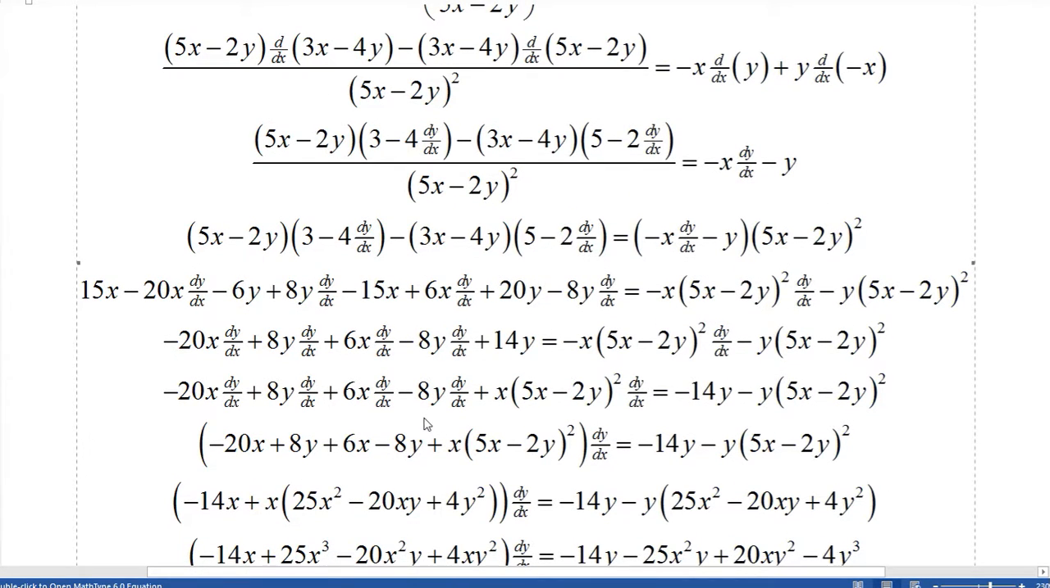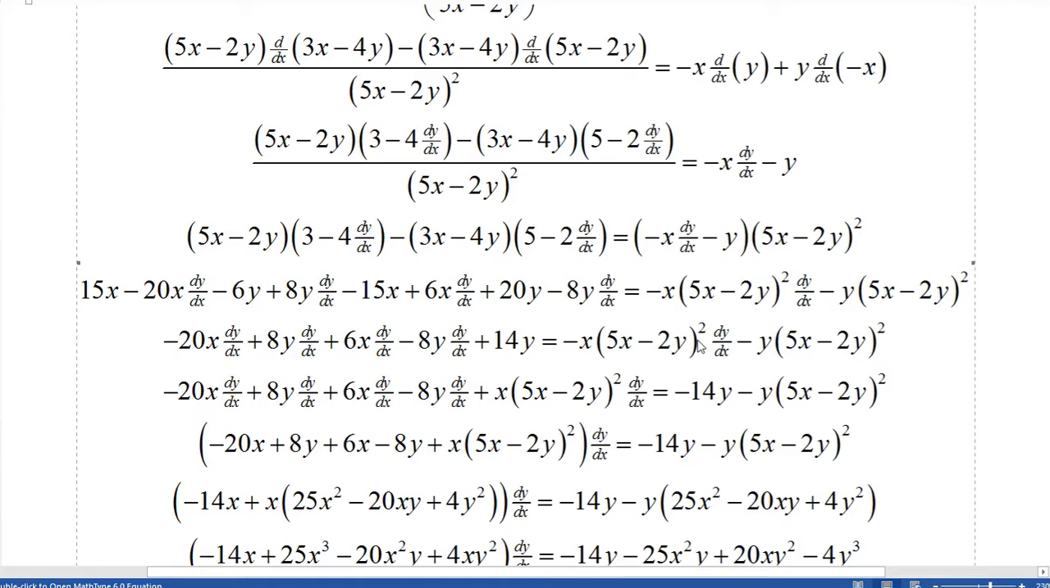Now I need to get the dy over dx's together. I've got them on both sides, and most of them are on the left, so let's get them all over there. I need to get rid of this 14y. It doesn't have a dy over dx, so add a negative 14y to both sides, which gets rid of that and puts it on the right.